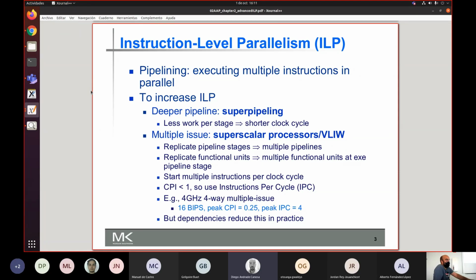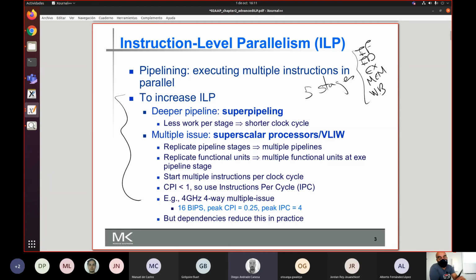Okay, so now what we are going to talk about is how to increase instruction level parallelism. When we talked about pipelines for the first time, we saw a toy sample processor where the execution of one instruction involved 5 stages. Okay, and these stages were instruction fetch, instruction decoding, execution of the instruction itself, memory, and write back. Okay, but I already told you that this is not real.